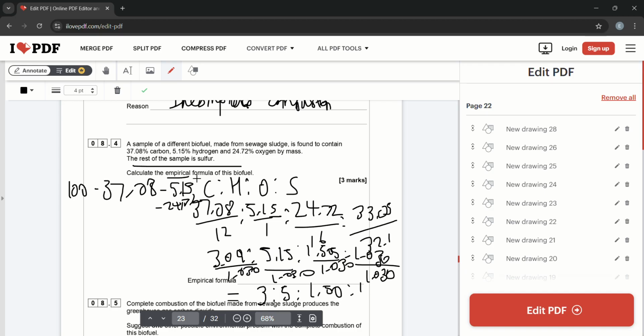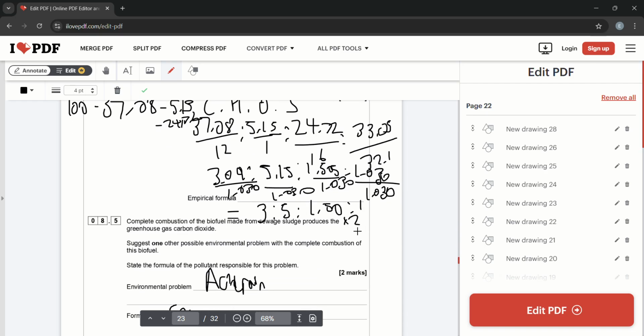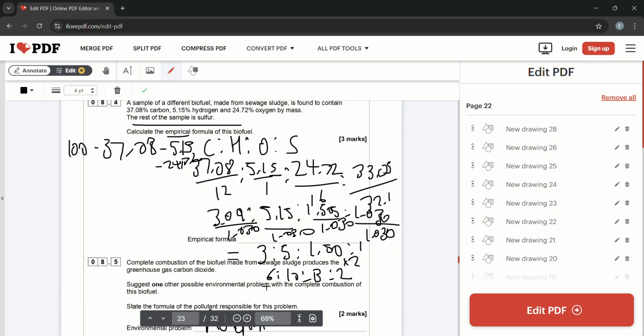The definition of empirical formula is the simplest whole number ratio of atoms of each element in a compound. So we need the simplest whole number. We need to times it by 2 to get 6 to 10 to 3 to 2. We know that's carbon, that's hydrogen, that's oxygen, that's sulfur. So therefore the empirical formula is C6H10O3S2, and that's the empirical formula for 3 marks.